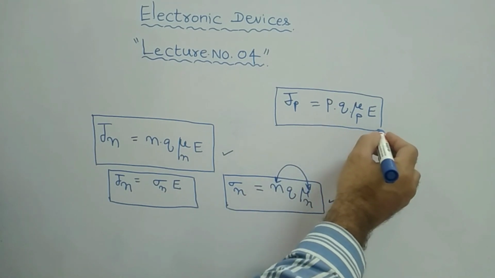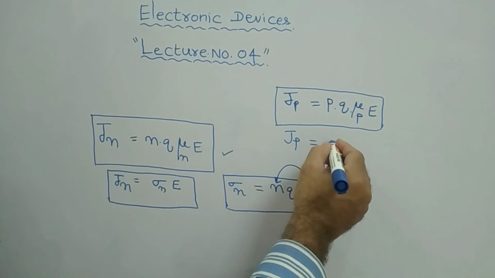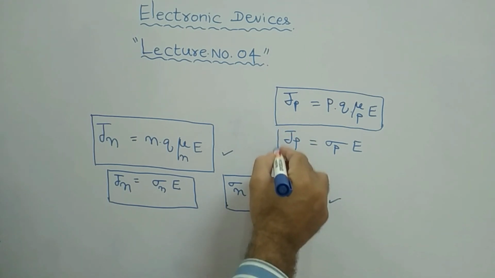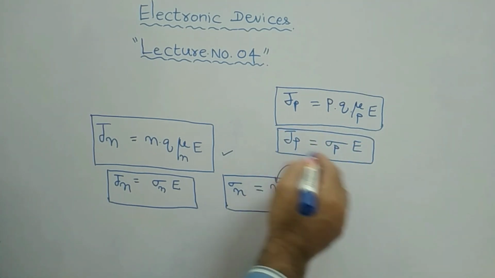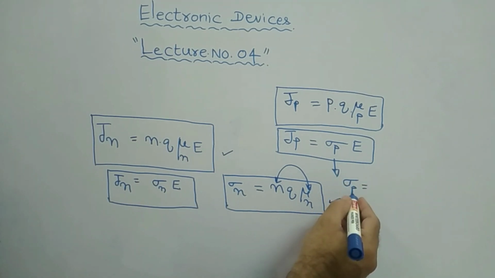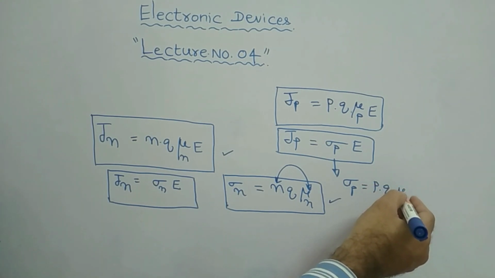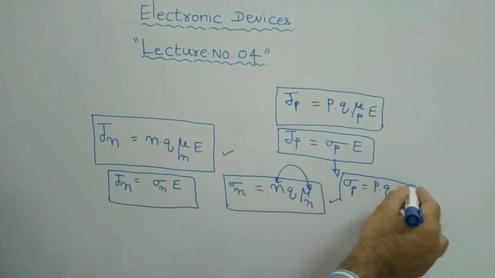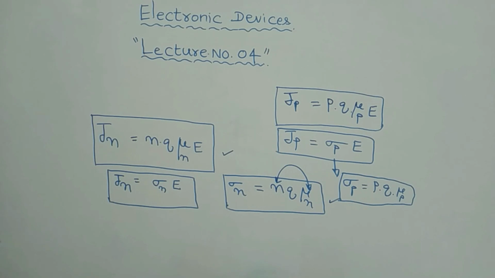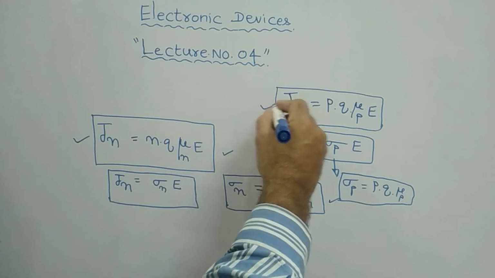Further, this can be written as J suffix p is equal to sigma suffix p into E. What is sigma p here? Sigma p, the conductivity due to hole, is equal to p into q into mu p. This is the conductivity with respect to hole. This is the conduction current density with electron, and this is the conduction current density with the hole.